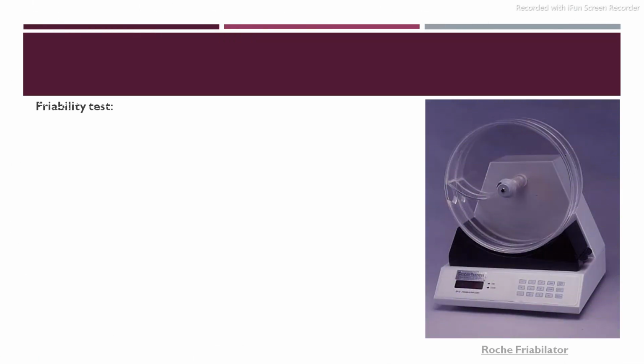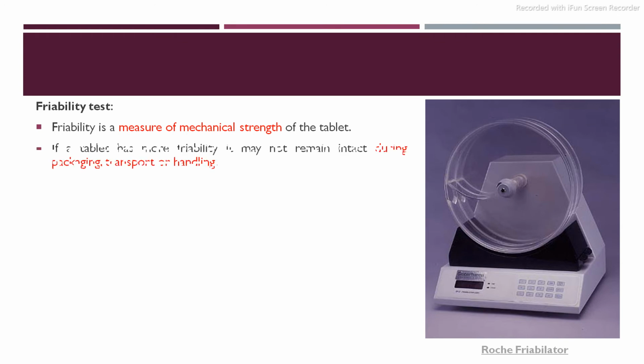And next, the friability test. Friability test is used to measure the mechanical strength of a tablet, because if the tablet has high friability, it may not remain intact during packaging, transport and handling. During packaging, transport and handling, tablets have to bear various vibrational forces. That's why your tablet must have sufficient strength. After each mechanical vibration, your tablet may undergo breaking. There may be formation of particles.